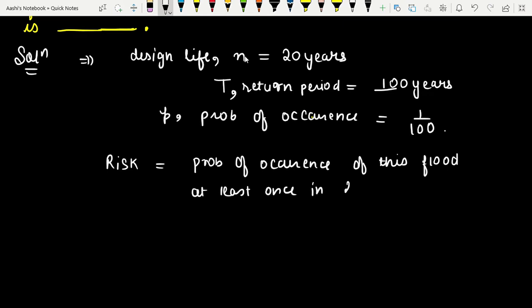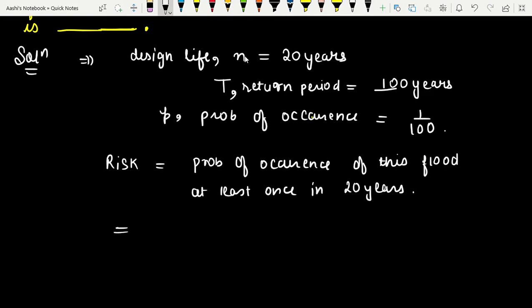in 20 years. That means in the entire design life of 20 years, even if once this event occurs, the culvert will fail. Even if once a flood of such heavy magnitude, which is not given in the question, occurs, the culvert will fail. So that is the risk associated with the culvert. That is what the question is asking.